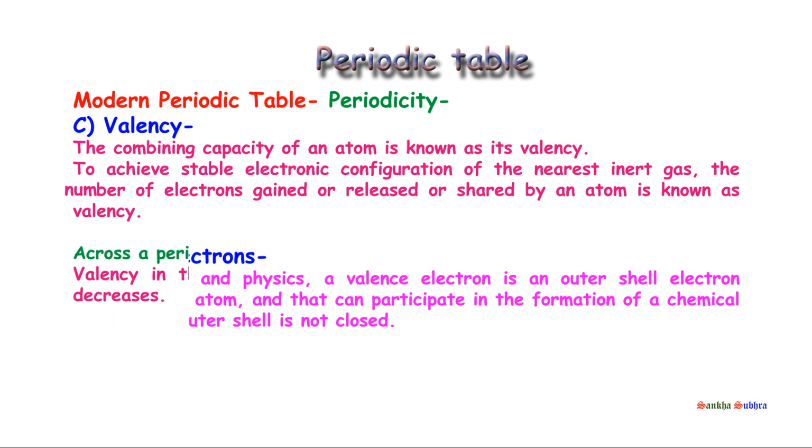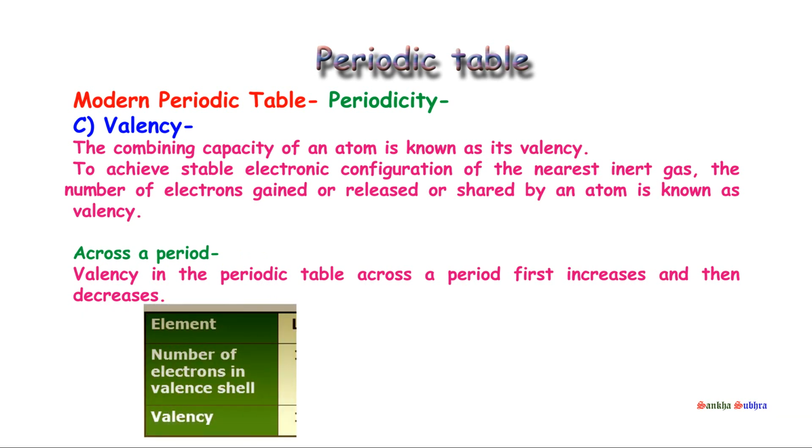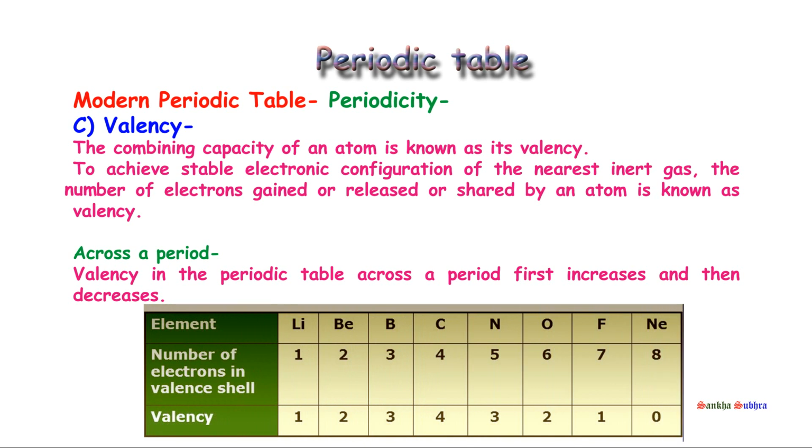Now, valency is a very interesting property. Across a period, the valency initially increases and then decreases. If we observe the chart, we will find that at group 1, lithium will show 1 valency because it will release its outermost electron. In group 2, beryllium will exhibit a valency of 2 because it will release 2 electrons. In group 13, boron will show 3 valency, which means it will release 3 electrons.